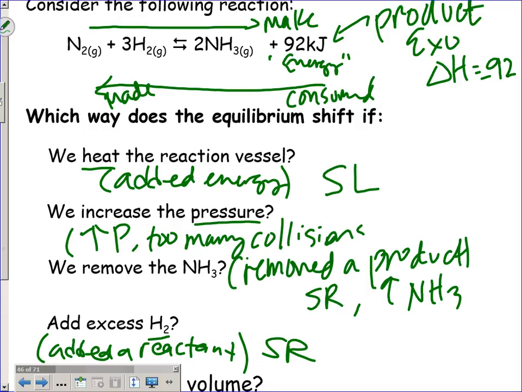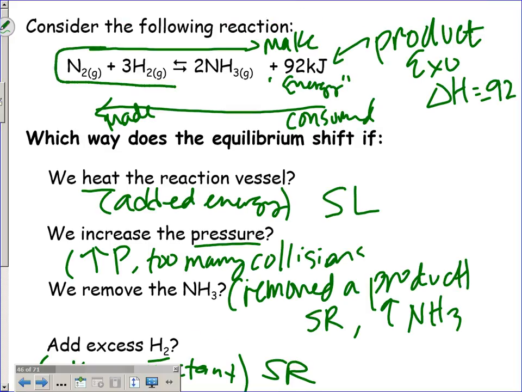Do I shift to the side where there are, how many moles of gas are over here? 4, so that's 1 plus 3, right? So there's 4 moles of gas over here. Or do I shift to the side where there's only 2 moles of gas? Why 2? Less what? Moles, meaning less molecules, EJ? Yeah, that's a good way to say it too.